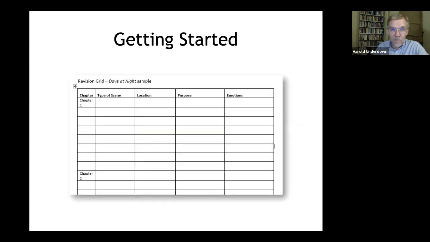So, stages for creating a grid. The first thing you want to do, though of course you can modify this as you go along, is you want to decide what you're actually going to keep track of, what you're going to make notes on. And I made a few changes to the standard grid before I even got started. I decided I wanted to make a note about the purpose of a particular scene and the emotions that seem to be evoked by that scene.